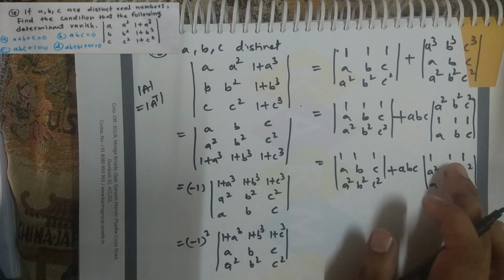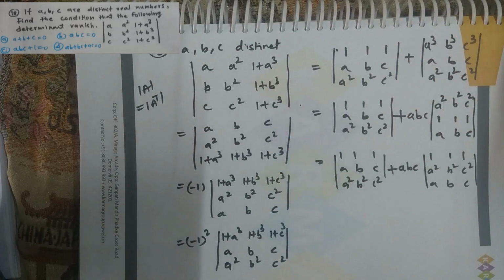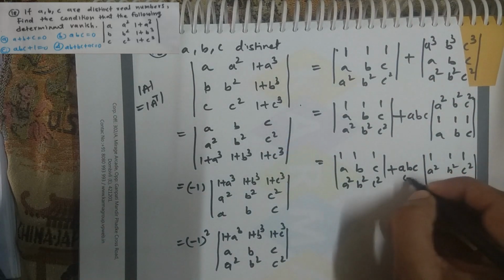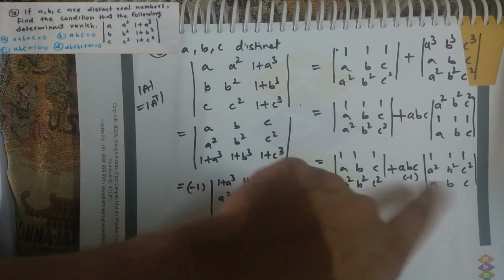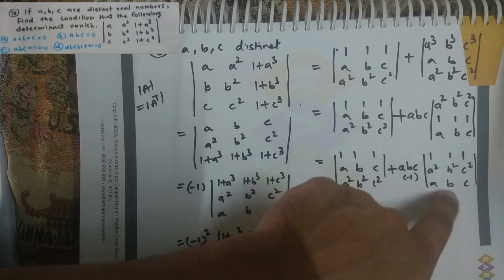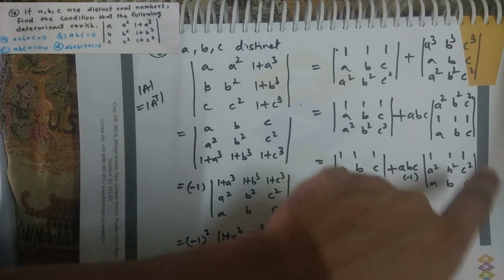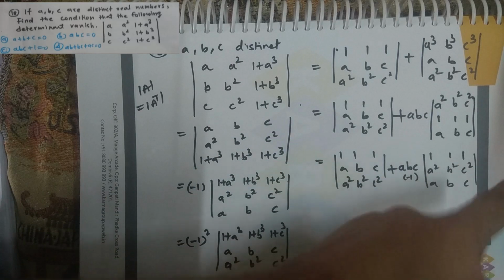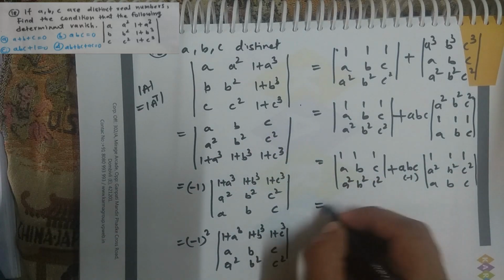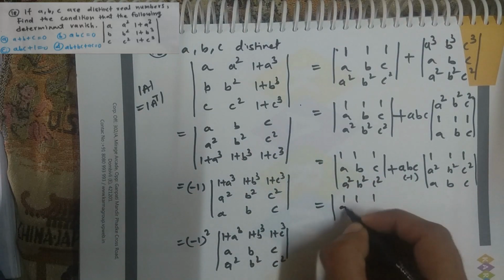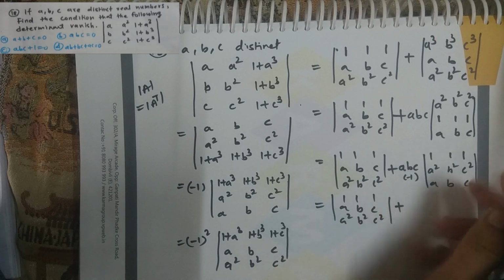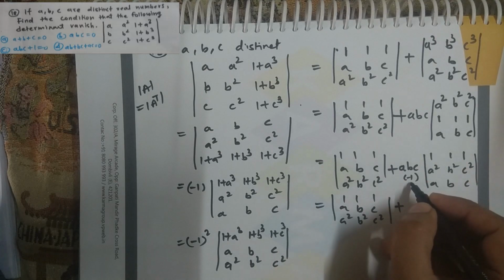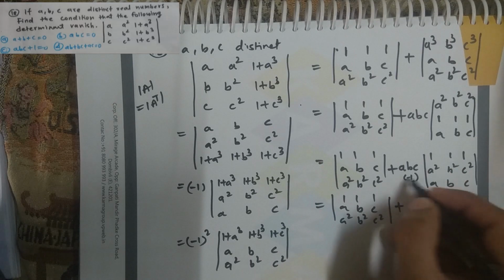But see, whenever we interchange rows, my determinant will change by minus sign. So here it will be minus sign. But see, in this determinant, our a square b square c square is in third row, but in this second determinant, our a square b square c square is in second row. So we will again interchange second and third. So if I interchange again, 1 1 1, a b c, a square b square c square, there will be minus sign again. So minus 1 into minus 1 will be plus 1.